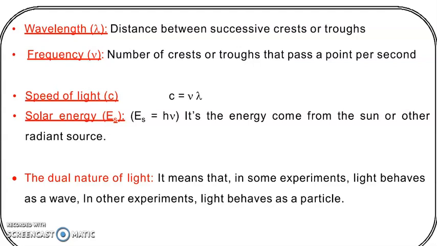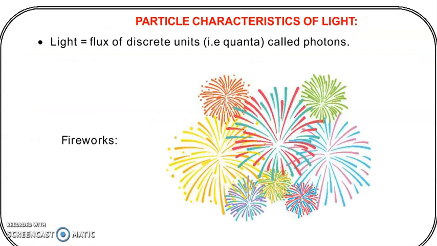The dual nature of light means that in some experiments light behaves as a wave, and in other experiments light behaves as a particle. Now, the particle characteristic of light. Light means flux of discrete units, meaning quanta, called photons. You can see here fireworks.